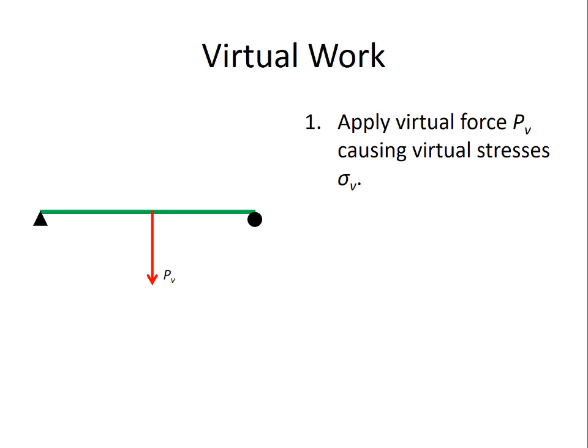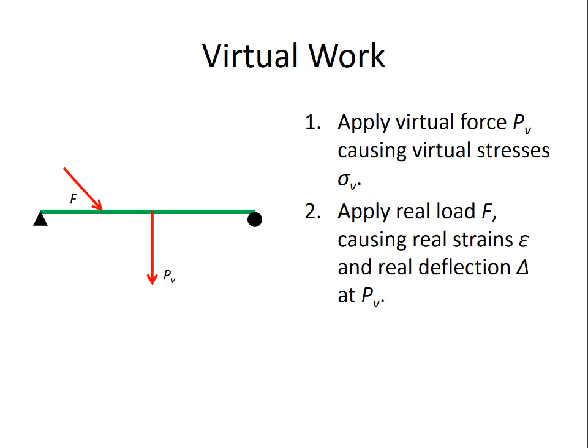So this is a made-up force. It's a force that doesn't exist, but I'll assume it's there. If it's there, that force is going to cause certain stresses in the beam, and I'll call those stresses sigma v for virtual stresses. Next, I'll apply the real load. This is the force that's actually applied, that's actually causing the deflections that I'm interested in calculating. And this force also causes some corresponding strains.